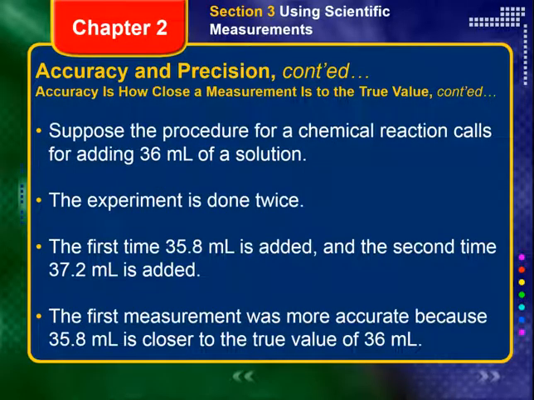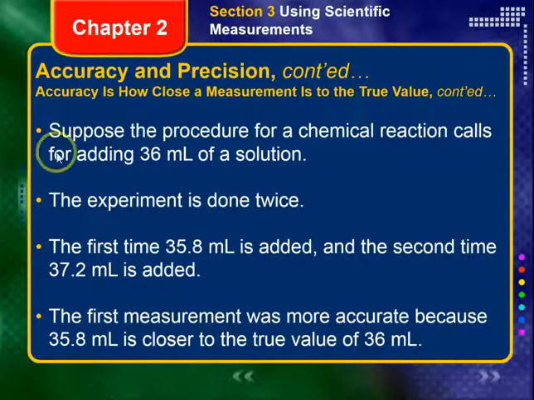So suppose the procedure for a chemical reaction calls for adding 36 milliliters of solution. The experiment is done twice. The first time, 35.8 milliliters is added, and the second time, 37.2 milliliters is added. The first measurement was more accurate because that 35.8 milliliters is closer to the true value of 36 milliliters.